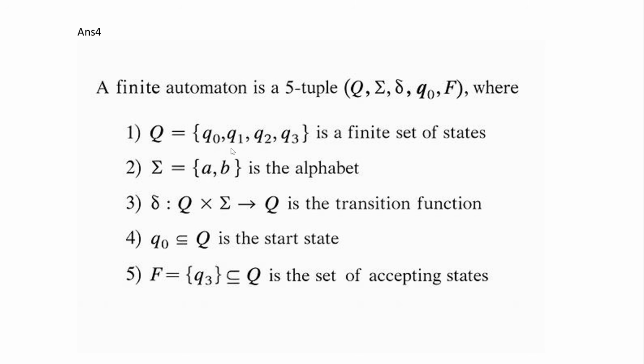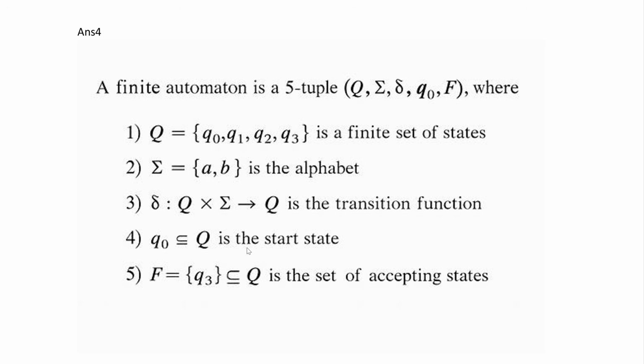So as you can see, Q is a set of finite states. That is, it can have any number of states: Q0, Q1, Q2, Q3, and so on. Sigma is the set of input alphabet. A and B are input alphabets. Delta is a transition function. That is, when we apply some input alphabet sigma to some state, we get the next state. So delta is the transition function. That is, we take a transition from one state to the next state by applying some input alphabet.